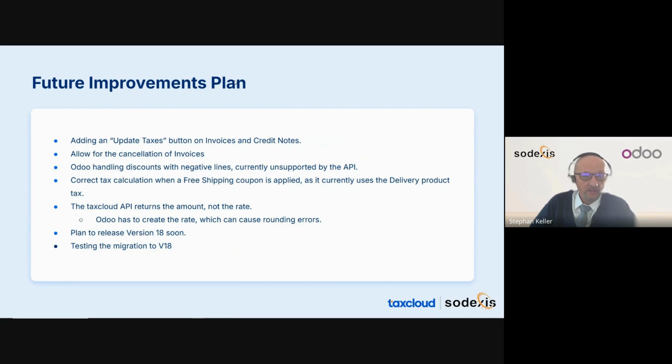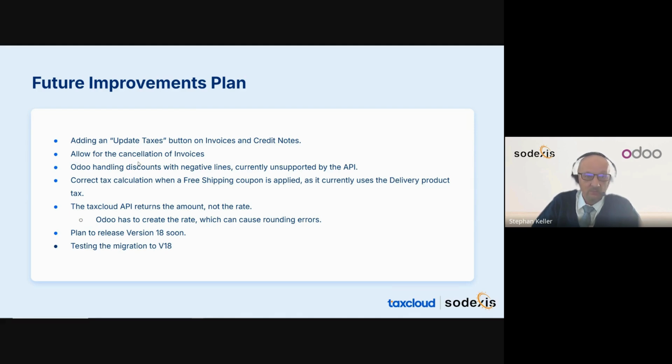Future improvement plan. We are planning to add an update tax button on invoices and credit notes. As I explained during the demo, the taxes are copied from the sales order to the invoice, assuming they will not change. And it's only once you confirm the invoice that the information is sent to TaxCloud, and TaxCloud sends back the real final taxes. We think it would be good to have an update tax button on the invoice, the same way it's done on the sales order.